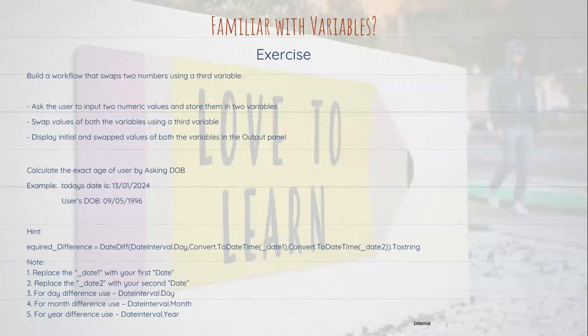Sorry, first exercise over. So now we have to build. First is swapping. We'll take two numbers from the user, or we can store two numbers into variables, and then we'll swap the numbers. Like if x is 5 and y is 6, then x will become 6 and y will become 5.